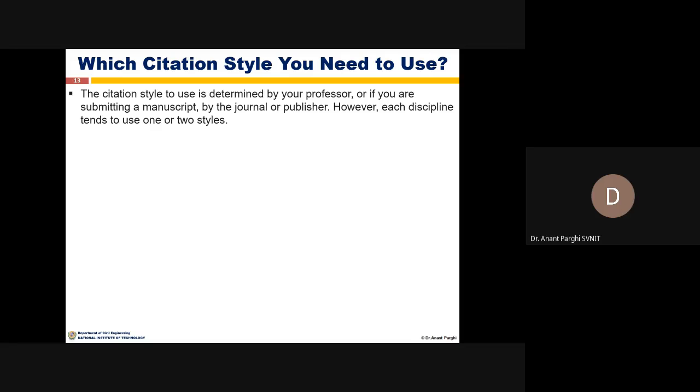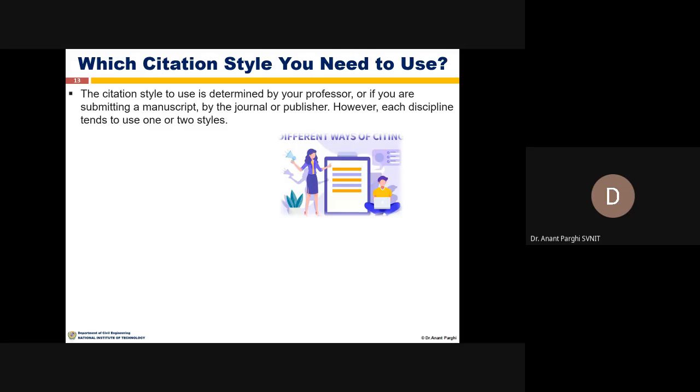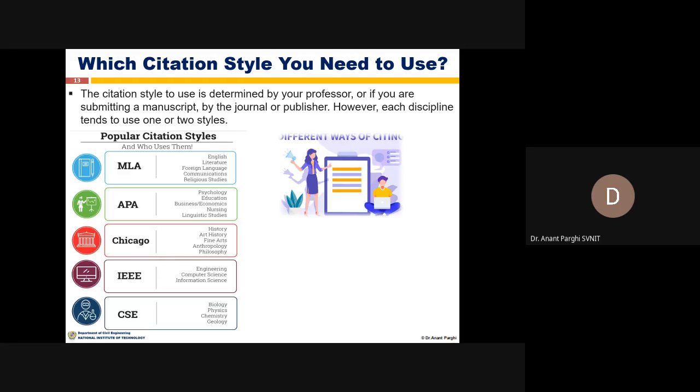But each discipline tends to use one or two styles, right? So every discipline may have one or two styles. So we can say there are different ways of citation. For example, MLA: English literature, foreign language, communication, religious studies. So we use the MLA citation. APA citation we use for psychology, education, business, economics, nursing, linguistic study also. These are the citation styles. Right? So here whatever it's showing is the citation styles.